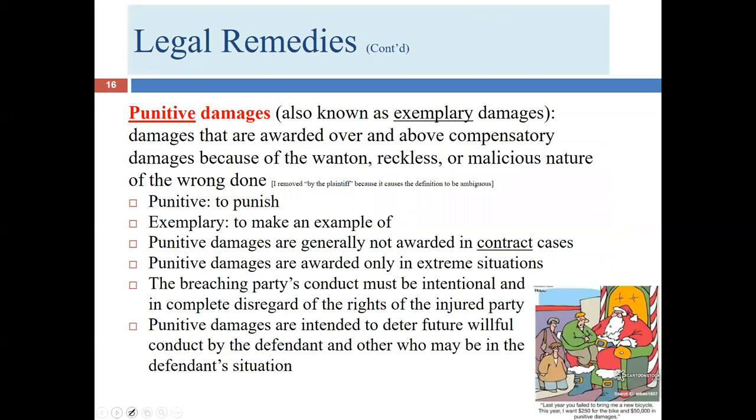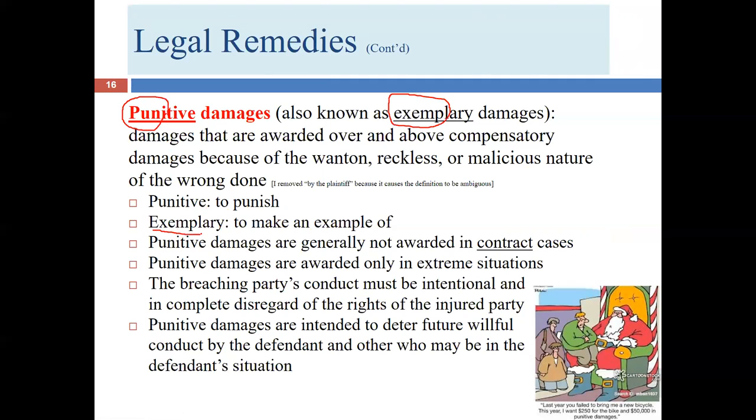So let's talk about punitive damages. Punitive damages have a few different names. We'll talk about three of them here. The first, of course, is punitive, and you can actually see in the word punitive the beginning of the word punish, right? Another term for it is exemplary damages, and you can see here we have the beginning of the word example.